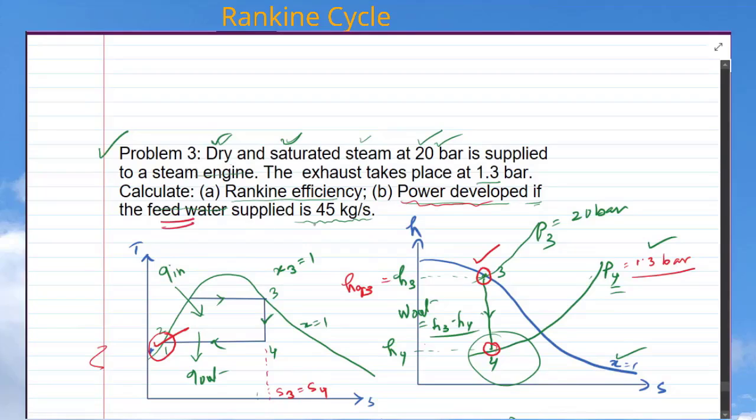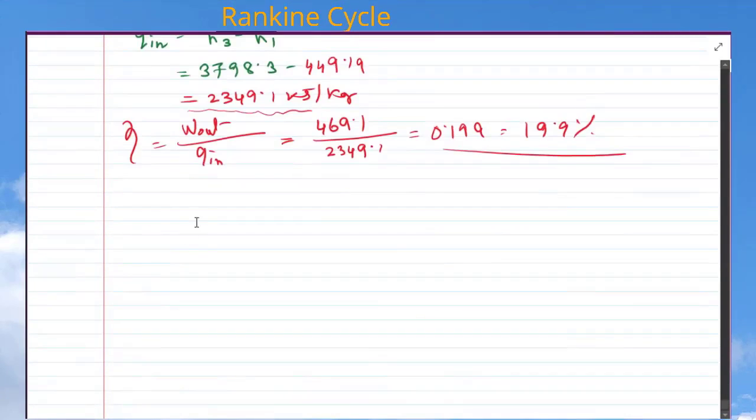We have to find the value of power developed if the feed water or steam consumption flow rate is equal to 50 kg per second. So let us find the power developed. We have already calculated that the work output is equal to 469.61, which we write as kilojoule per kg of steam.